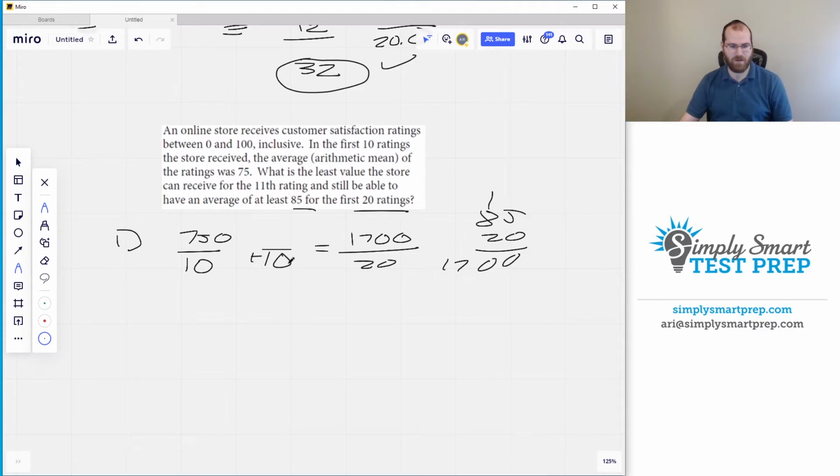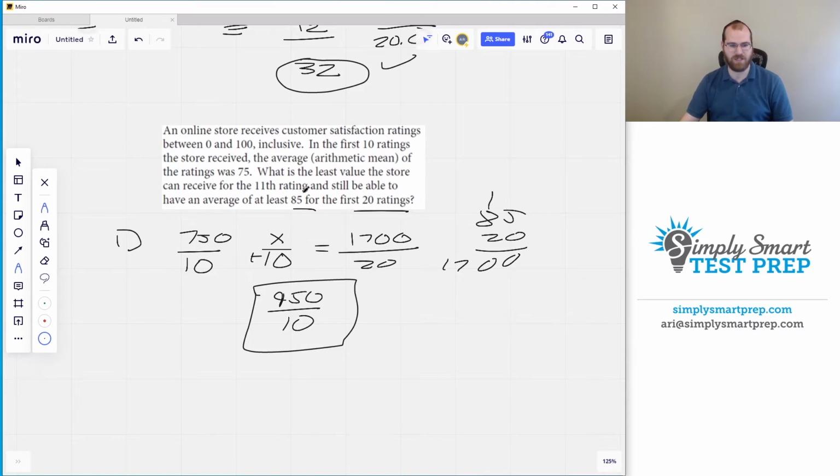Now on the right, it has to equal 20, and on the top, the numerator, I don't know what this value is, but I do know that this is the first 10, this is the second 10 values, so 1700 minus 750 is going to equal 950. So I know that 950 over 10 is what the second 10 values looks like.